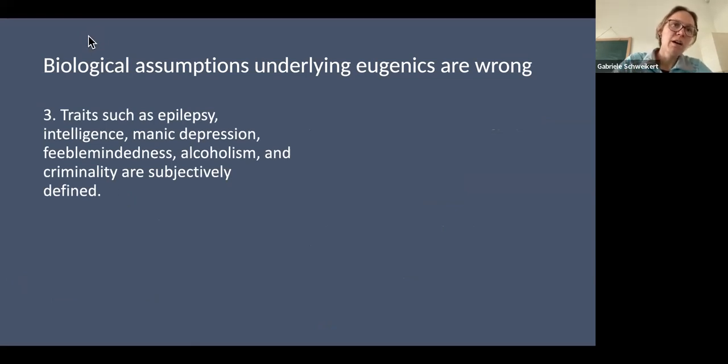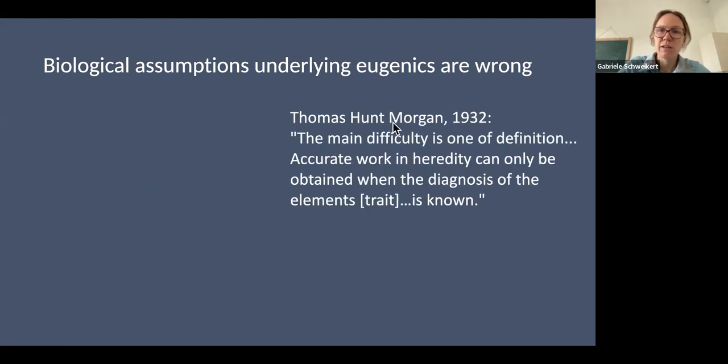And of course, the third assumption that underlay eugenics was that traits such as epilepsy, but also intelligence levels, manic depression, feeble-mindedness, alcoholism, and criminality are all subjectively defined. They are really difficult to measure. And this problem has been identified very early on. Thomas Hunt Morgan in the 1930s already said, the main difficulty is one of definition. Accurate work on heredity can only be obtained when the diagnosis of the traits is known. And a lot of psychiatric diseases in particular are spectrums of diseases with very much overlapping features, etc.